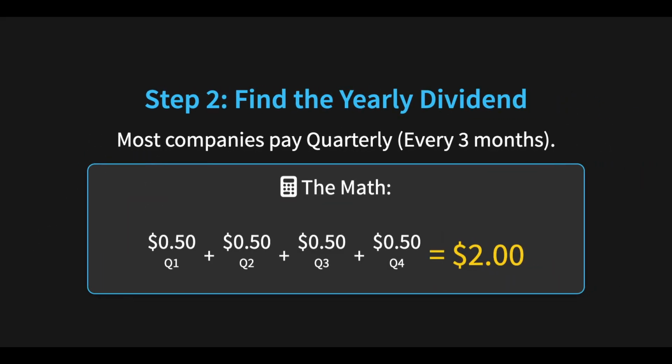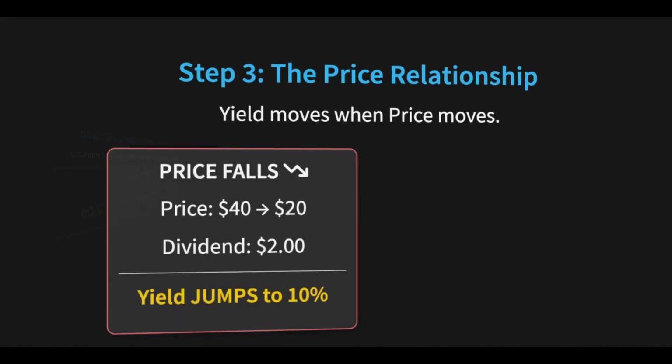Step 2 is finding the yearly dividend. Most companies pay quarterly. If a company pays 50 cents a quarter, you have to do a little math. You add Q1, Q2, Q3, and Q4 together to get the total annual amount, in this case, $2.